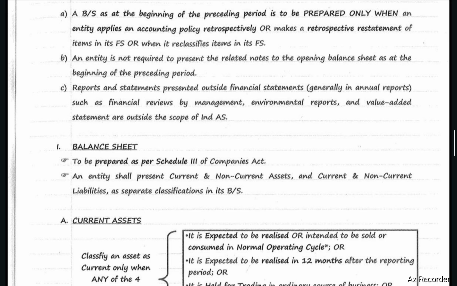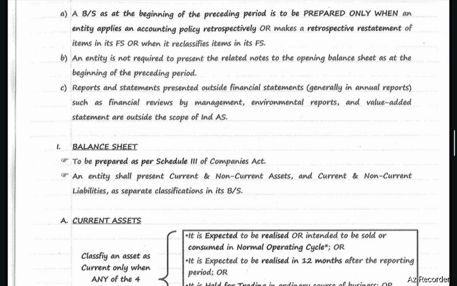Reports and statements presented outside financial statements, generally in annual reports, such as financial reviews by management, environmental reports, and value added statements, are outside the scope of Ind AS. So for these financial review statements by management, environmental reports, and value-added statements, Ind AS are not applicable.